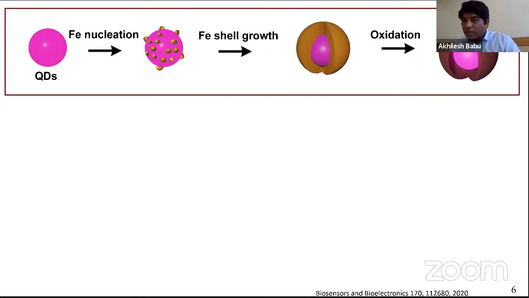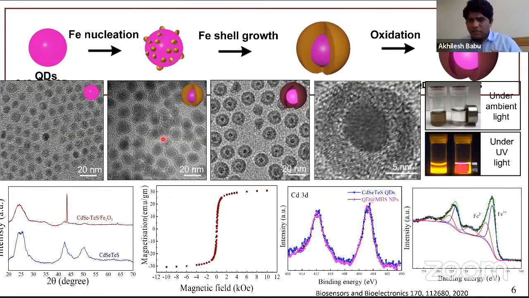So this prepared nanoparticle has a hollow iron shell, maintaining the magnetic property, as well as a quantum dot inside, maintaining the fluorescence property. After the successful synthesis, we characterized it with various methodologies, initially using the TEM, where we can see the quantum dots prepared were very circular and around 7 to 8 nanometers in size. Later, when the iron shell is grown on the surface of the quantum dots, we can clearly see the complete iron shell grown on the surface of the quantum dots here.